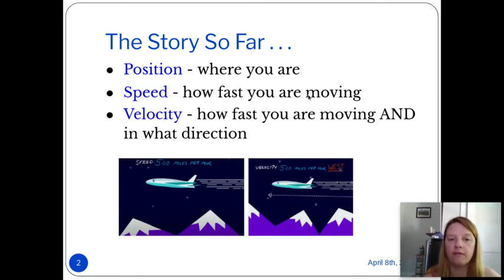So speed is just how fast you're going. That's the number you'd see on your speedometer in your car. And then velocity is how fast you're going and in what direction. So if you have a compass in your car, that tells you the direction.